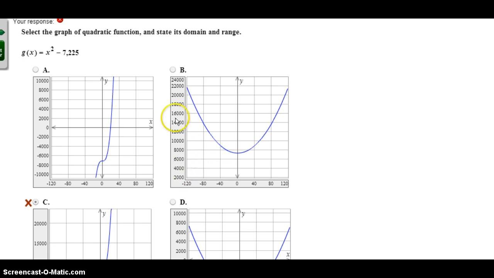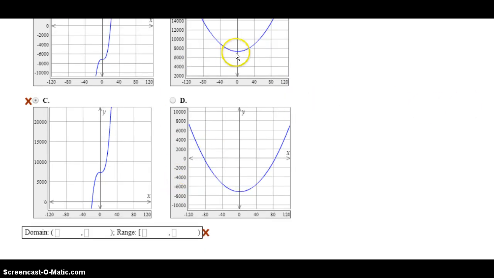These graphs are a little hard to look at because of that giant scale, but this one's clearly in the positives. Positive 2,000, positive 4,000. This y value is at positive 7,000 something. So we want this one, which is at negative 7,000 and something. Is obviously trying to be at negative 7225. So it's the only graph that works, D.